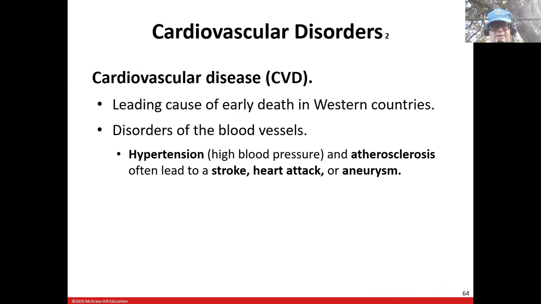So, cardiovascular disease, it kills lots of people in Western nations. Disorders, we have anything that's a disorder of the blood vessel is a cardiovascular disease. Vascular because it affects vessels. Hypertension is high blood pressure. Atherosclerosis is scarring of the blood vessels. Usually we're talking about building up a plaque made out of bad cholesterol.